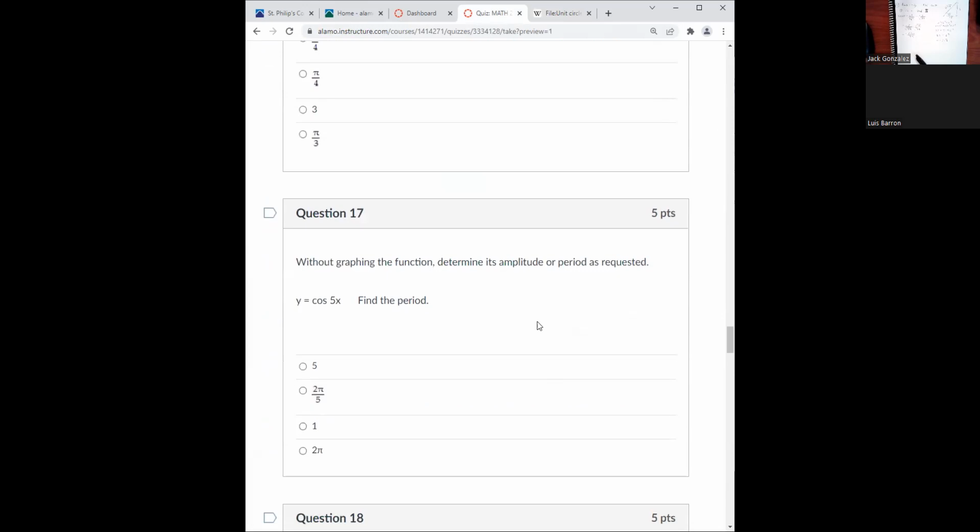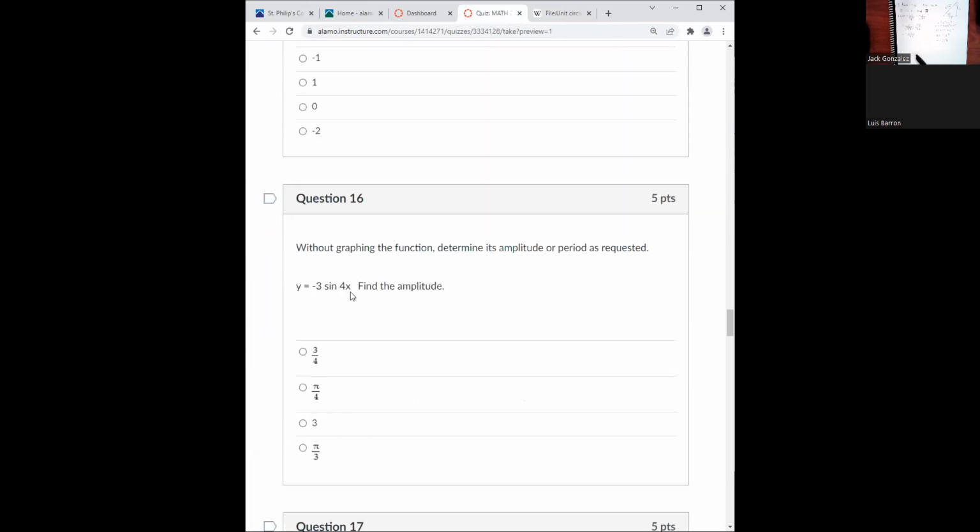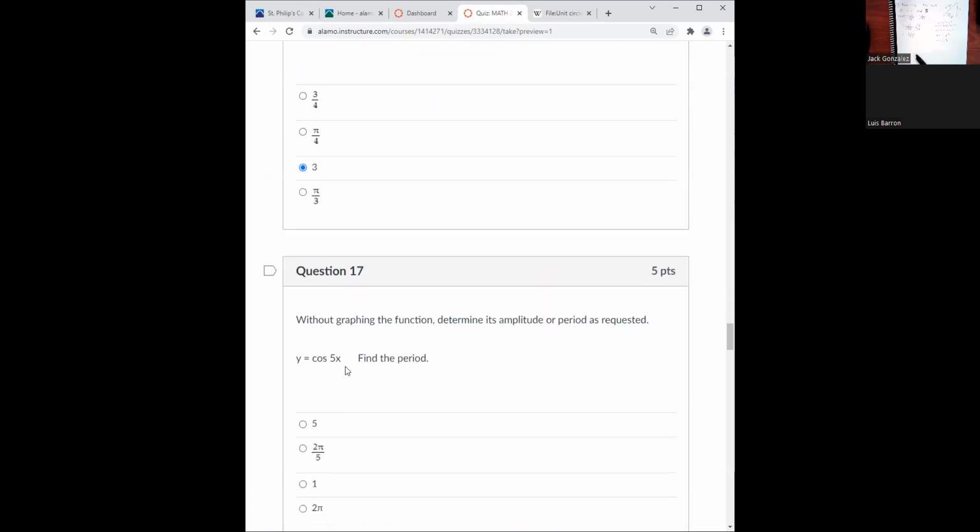Number 16, amplitude. Do you remember how you find the amplitude? It's just the number in front. Take the absolute value of the number in front. The amplitude is 3. So if it's sine or cosine, amplitude is the number in front, but positive. Don't put negative. Like over here, amplitude would be 1 because there's no number. And what does amplitude mean? It's how high it's going to go, like the space between the waves. That's all it is.